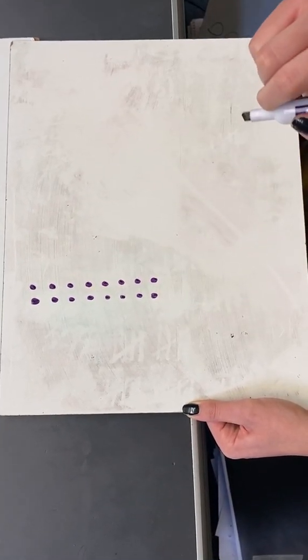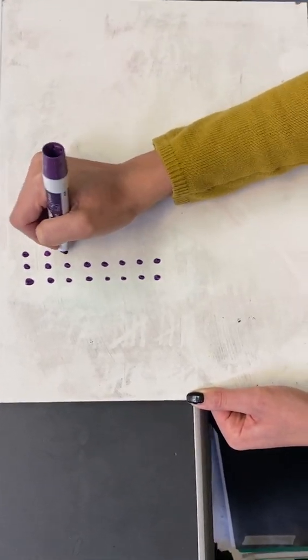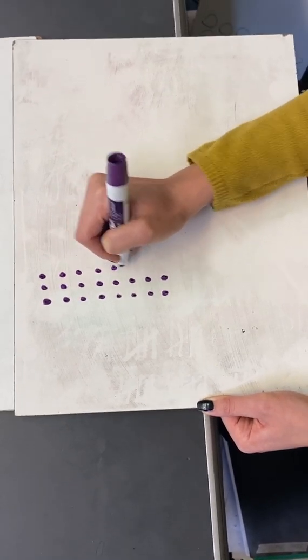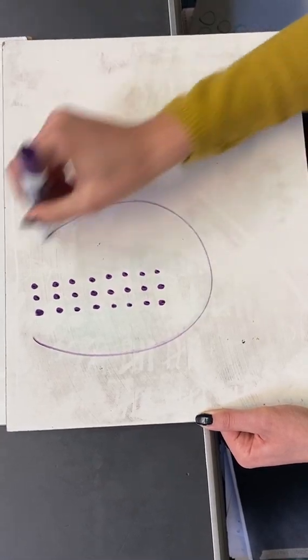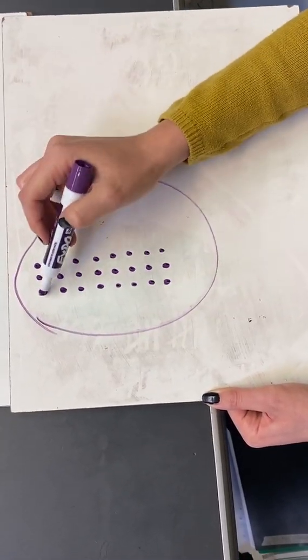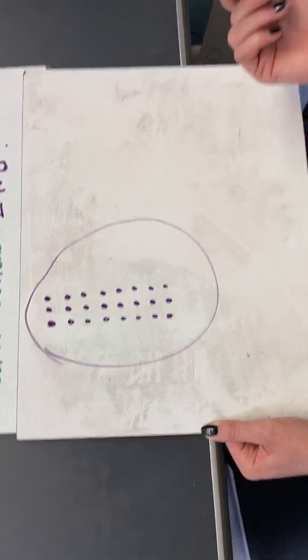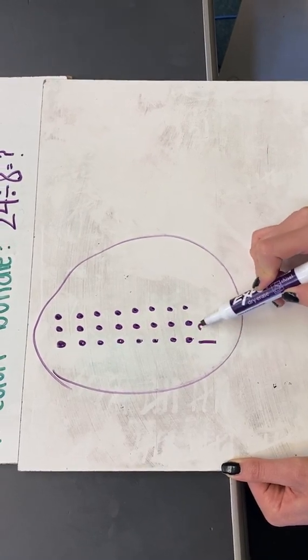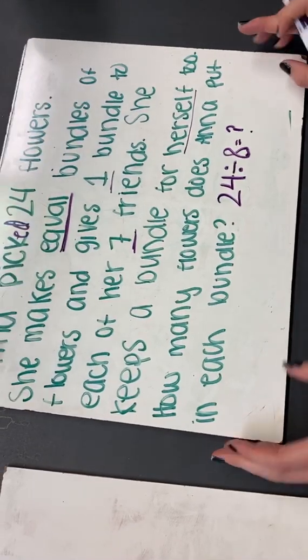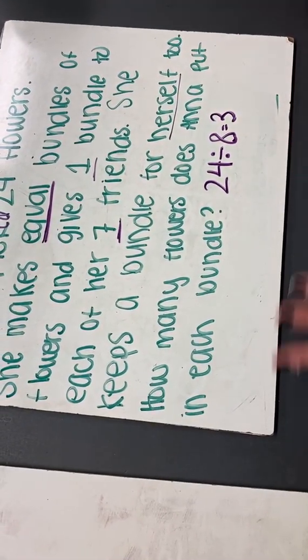We still haven't reached our total, so we're going to add another one. 17, 18, 19, 20, 21, 22, 23, 24. So now we've reached our total amount of 24 divided up against our 8 friends. Now how many are in each row? How many flowers does each friend get in the bundle? 1, 2, 3. So now we solved for our unknown right here. Each friend gets 1 bundle with 3 flowers in each.